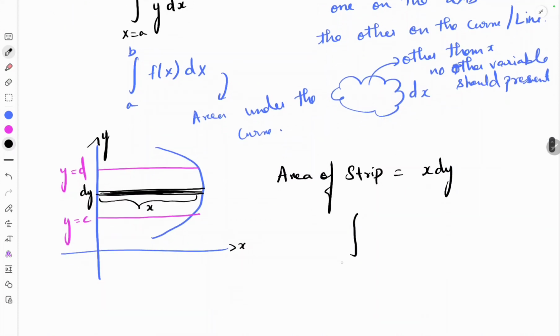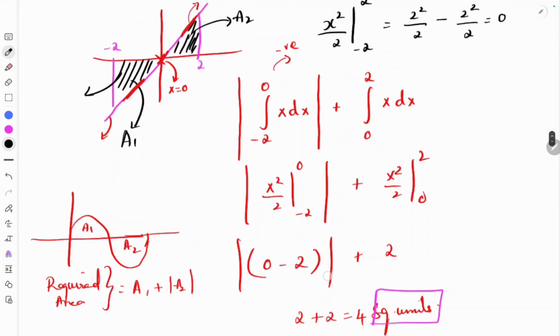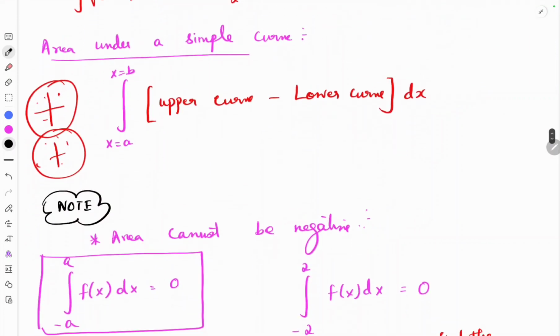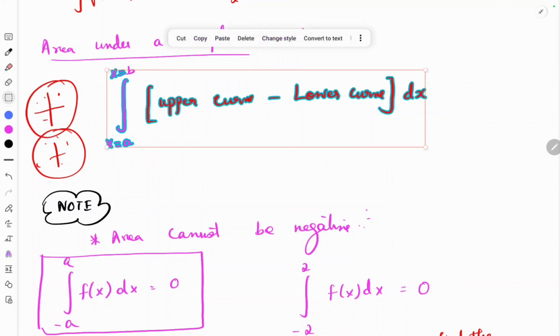Now I have to move the strip from y equal to c. Since dy is there, I have to write the limits for y: y equal to c to y equal to d, and dy we have. If dy is there, no variable other than y should be present, which means I have to write x in terms of y. So x equal to some g of y. Like this we have to write. In this part, first I told upper curve minus lower curve. This I will copy.